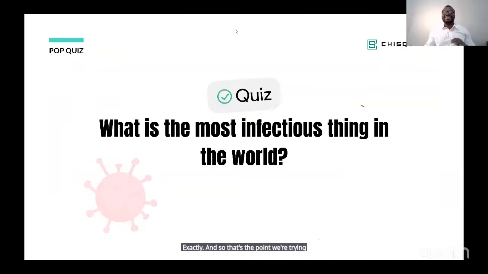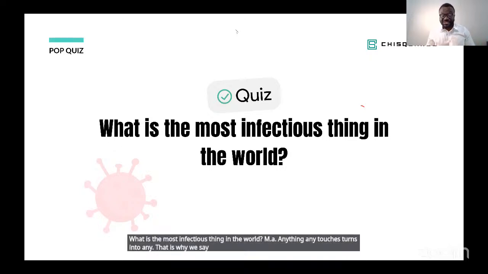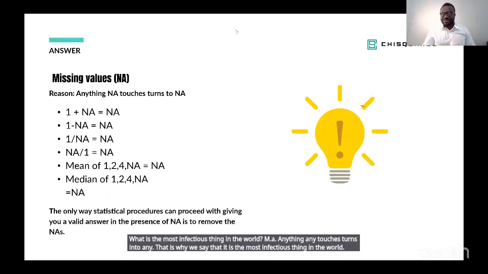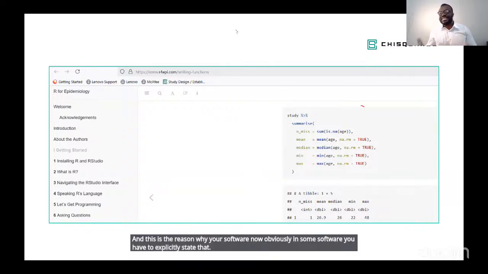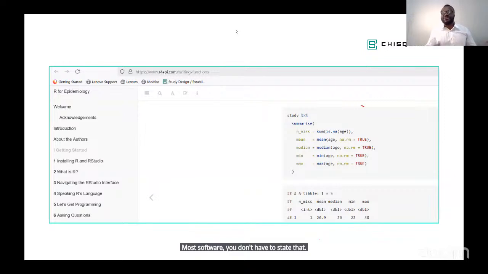Remember we said, what is the most infectious thing in the world? NA. Anything NA touches turns into NA. That is why we say that it is the most infectious thing in the world. And this is the reason why your software behaves this way. Now, obviously, in some software, you have to explicitly state that. Most software, you don't have to state that. They just do it for you automatically.